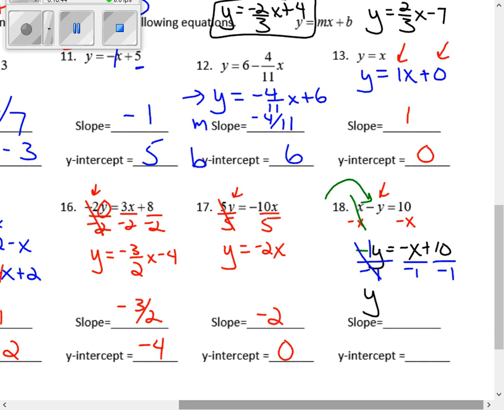I'm getting y alone. It's going to be y equals x minus 10. You have to be cognizant that there's a 1 here, which doesn't have to be written. That is the slope. The y-intercept is negative 10.